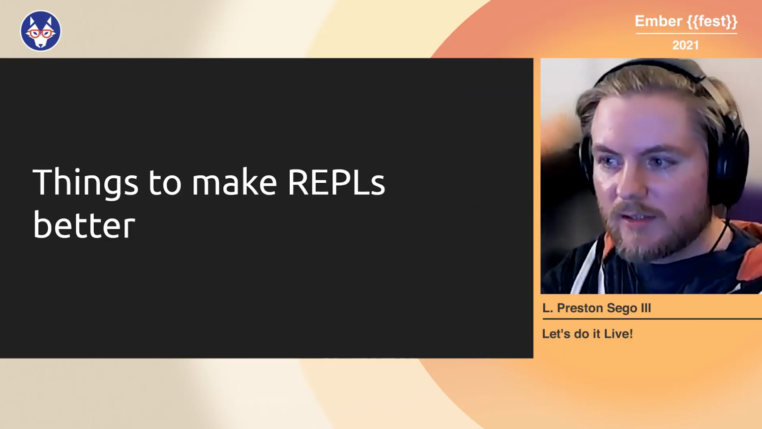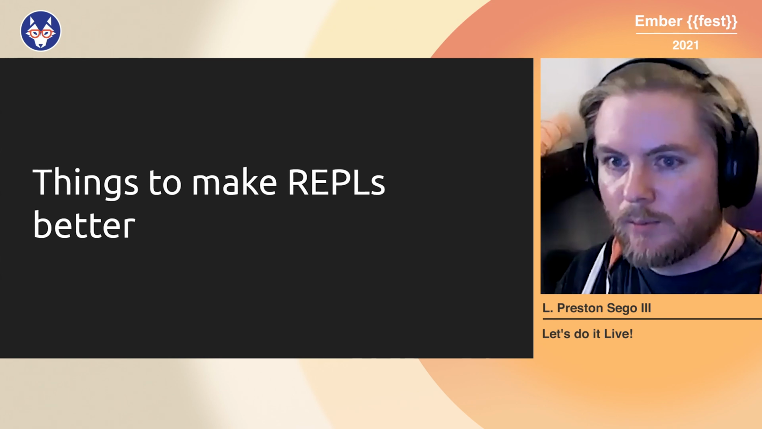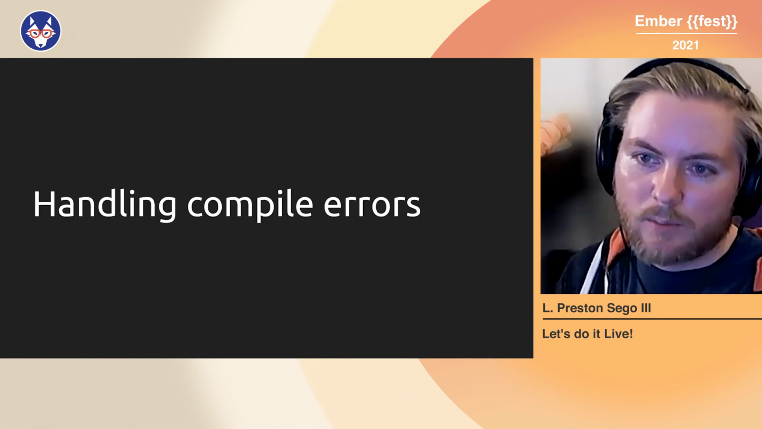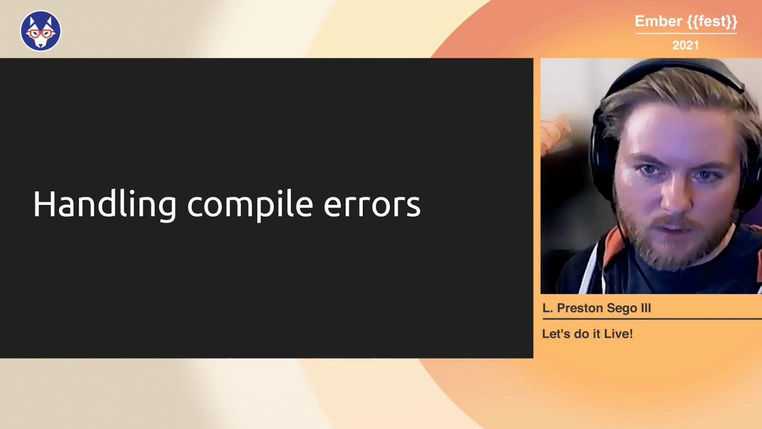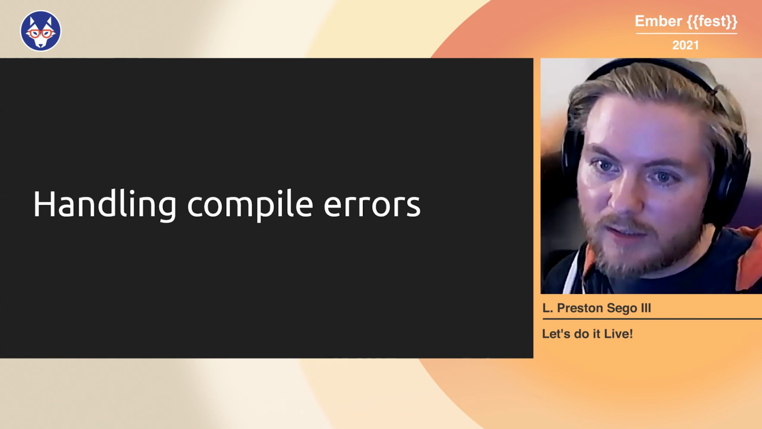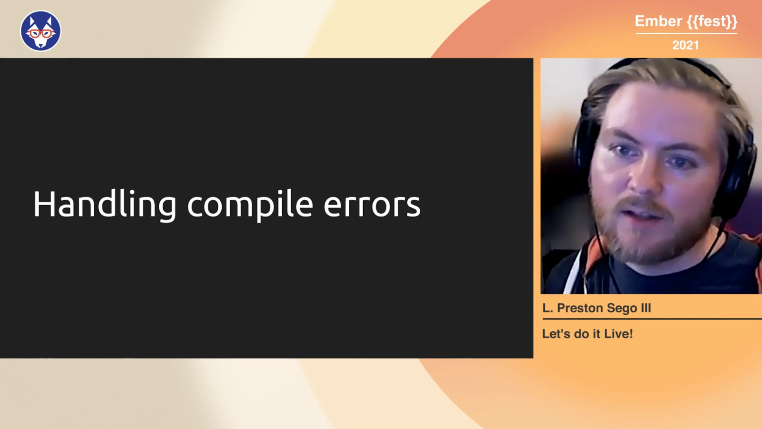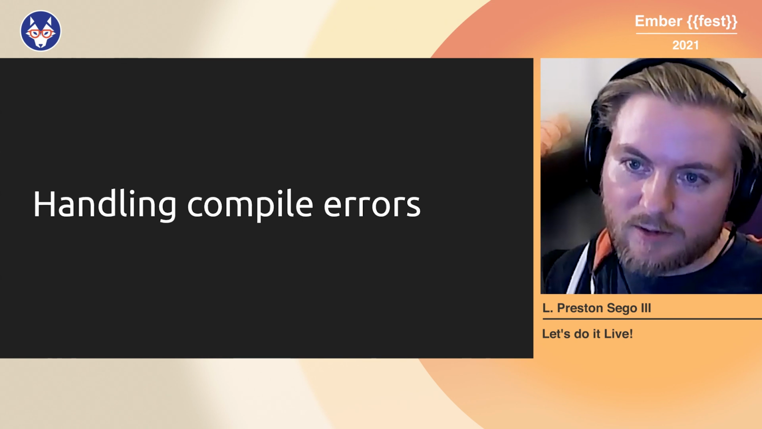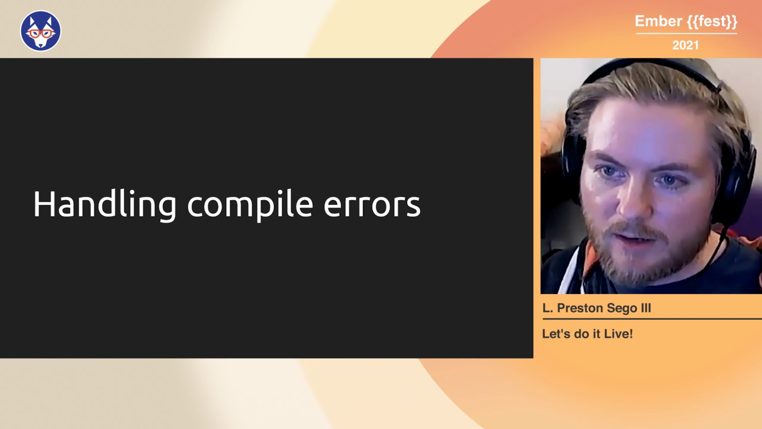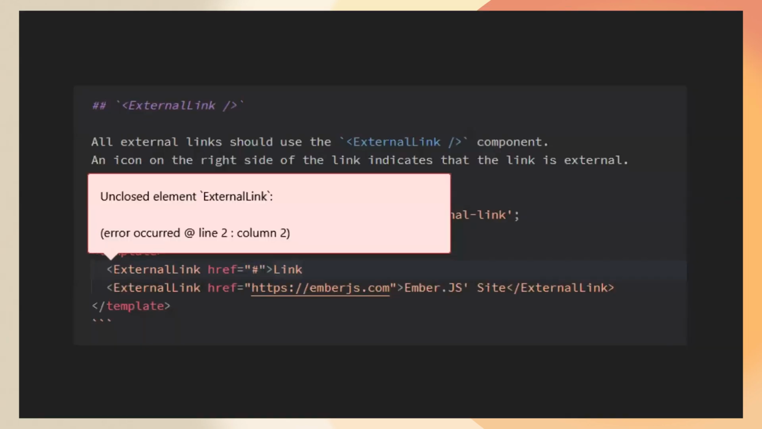Alright, so moving on to things that make REPLs better and less developer-y. We need to handle compile errors in a delightful way. We can achieve this by either running Ember template lint in the browser or running Glimmer syntax over a template. The important thing is no matter how the input is invalid, we need to provide contextual errors when possible, and really helping out the user whenever we can.